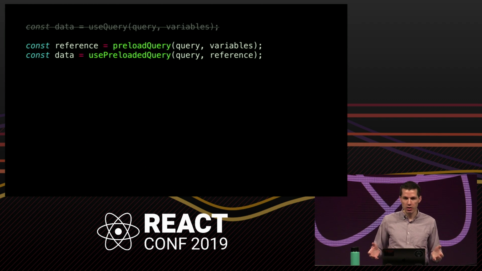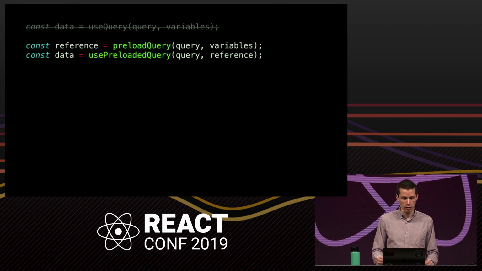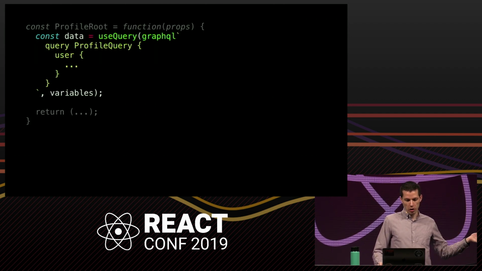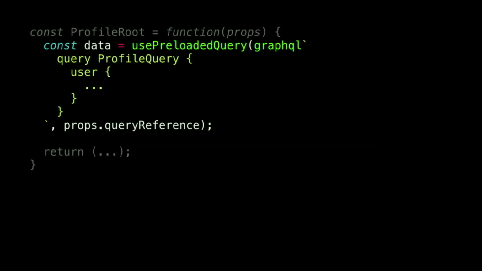But the key is that no matter how many times we render, this hook is just looking at the state of that fetch. It isn't actually going to trigger new fetching. So it's efficient and it's predictable. So for the profile page, instead of calling useQuery, we would change to calling usePreloadedQuery, and instead of passing variables, we'd pass in a query reference that we got from somewhere.